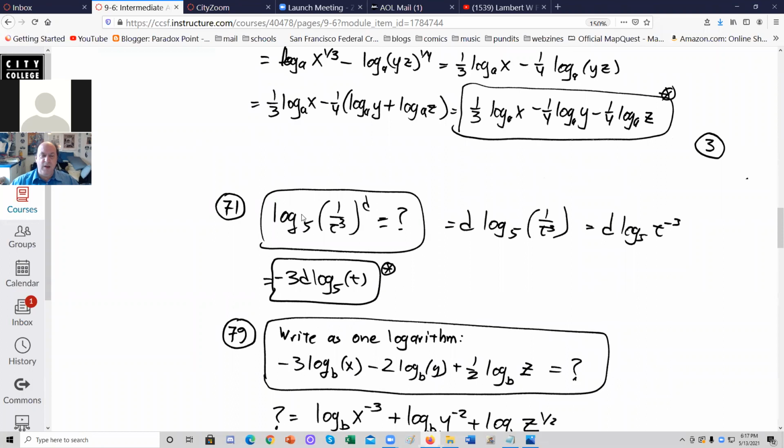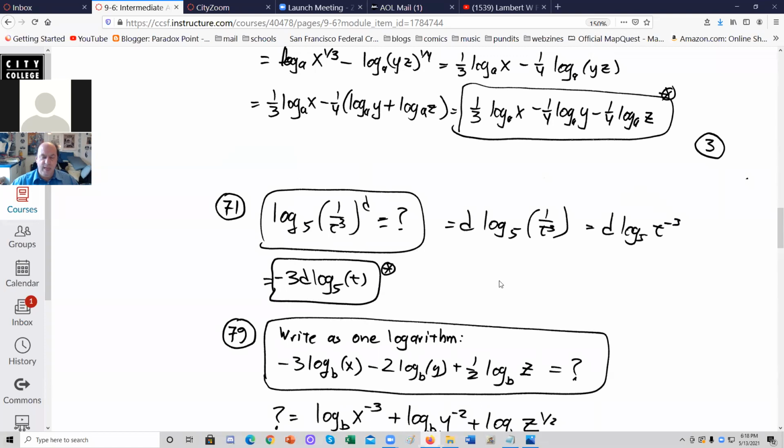You have log base 5 of 1 over t cubed to the d. What is that? All right, first the d comes outside, so it's d log base 5 of 1 over t cubed. 1 over t cubed is also t to the negative third. So this is d log base 5 of t to the negative third.